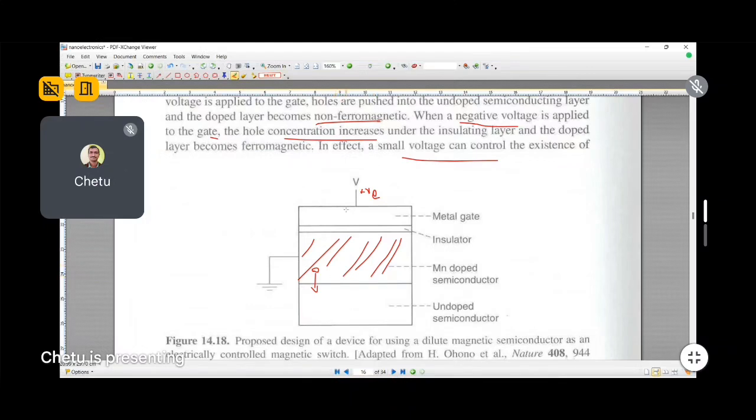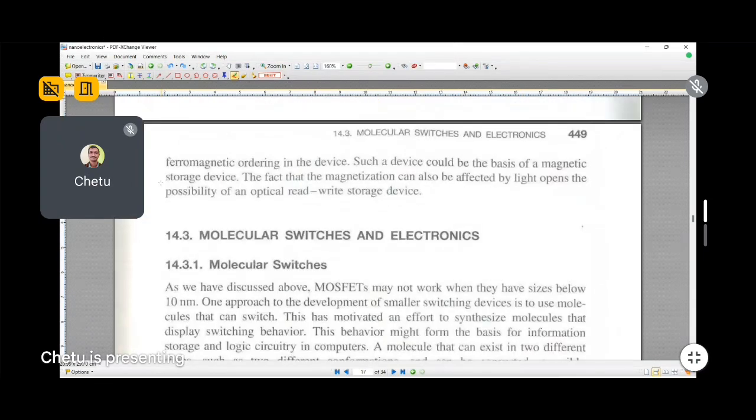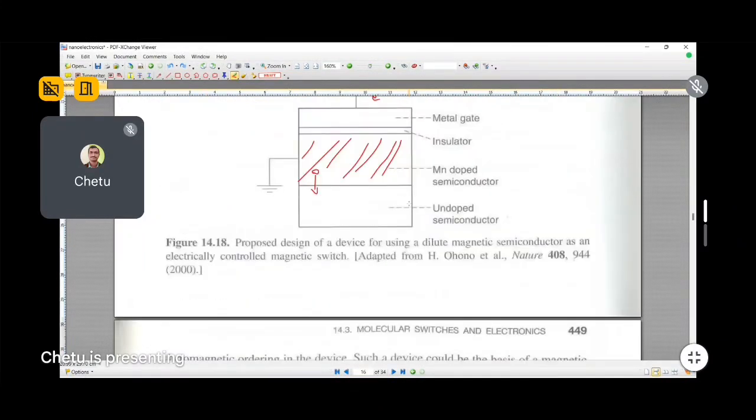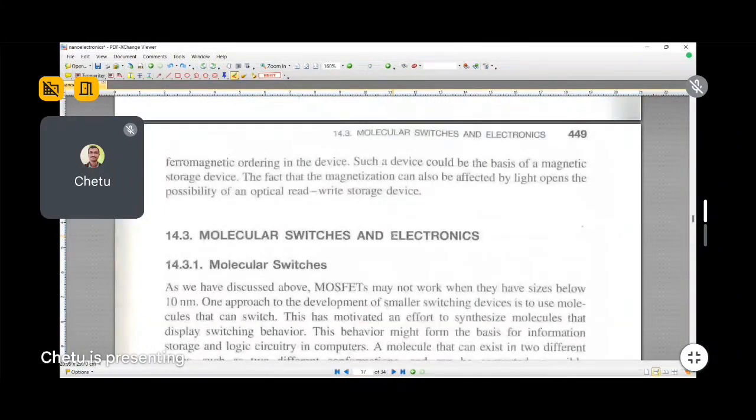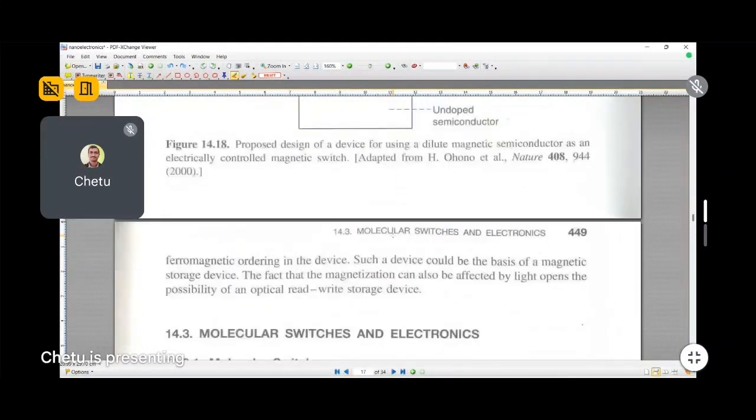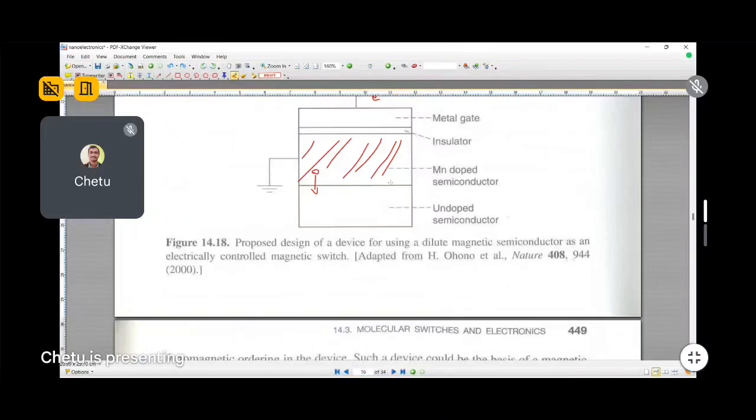And when you apply a very small negative voltage, what will happen? The layer becomes ferromagnetic again. In this effect, a small voltage can control the existence of ferromagnetic ordering in the device. Such a device can become the basis for a magnetic storage device. This methodology can be used to store data in the form of 0 and 1 for the magnetic storage device, and that can then be read from the reading head.